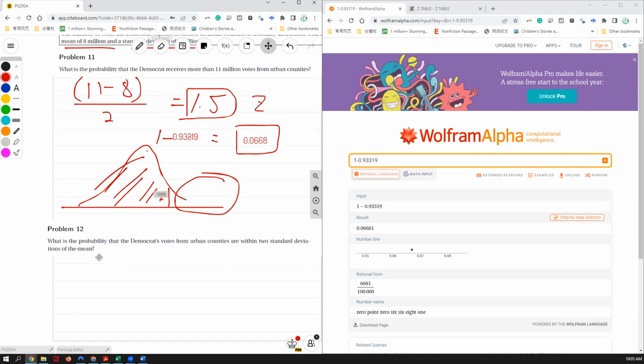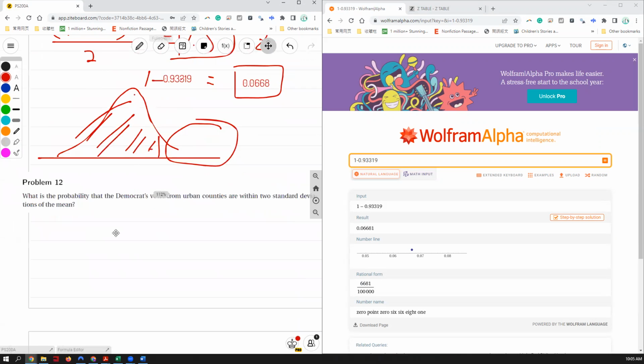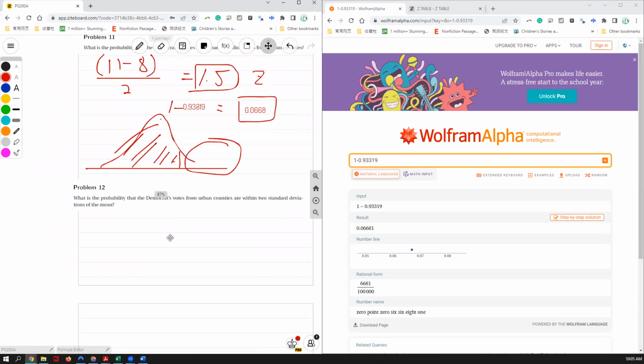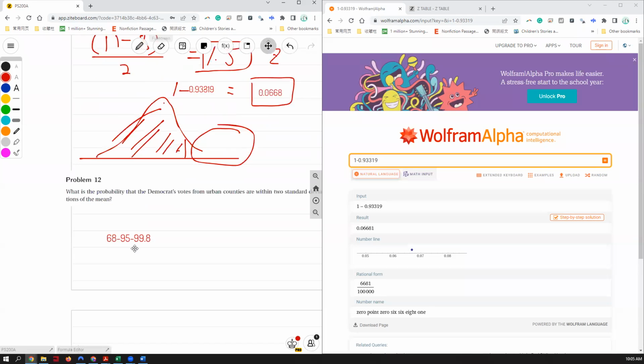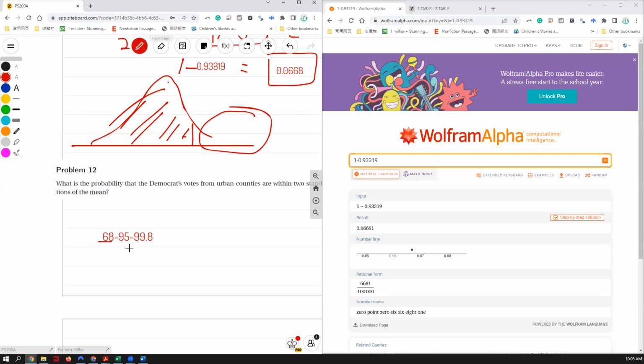What is the probability that the Democrats' votes from urban counties are within 2 standard deviations of the mean? So if you remember some basic facts about the normal distribution, you know that there's what we call the 68, 95, 99.8 rule, right? Everything within 1 standard deviation should encompass 68%, and 2 standard deviations should be 95. So immediately you know your answer should be around 95. So let's take a look.